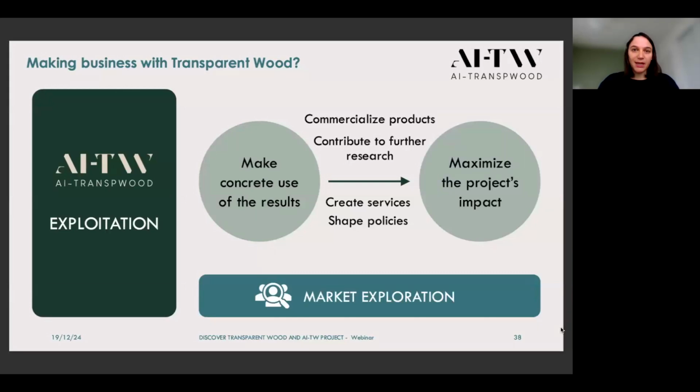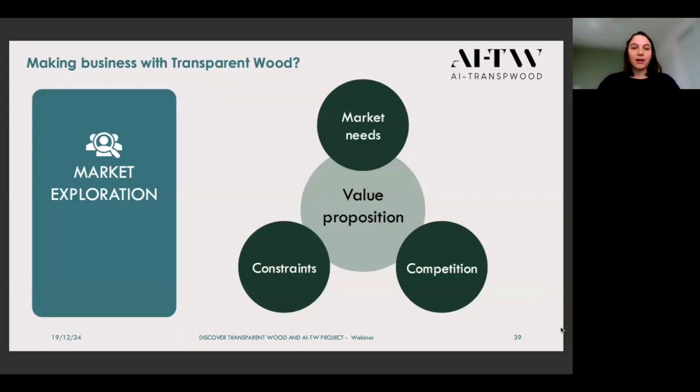And to understand that, we explore different markets to identify where transparent wood would be relevant. With this market exploration, we want to dive into potential market needs to understand which problems that are currently faced by different actors we could solve and which needs transparent wood could meet. We also need to consider the key constraints of each application to ensure that transparent wood is really aligned with real-life applications. And finally, we need to analyze competition to see how transparent wood compares and how it could be integrated. These three elements together allow to derive the value proposition of transparent wood so that we can focus our research efforts on what will facilitate the product's adoption.